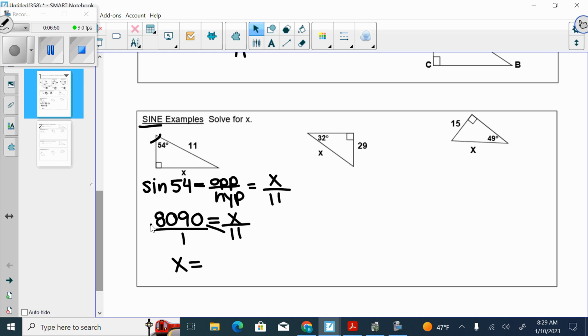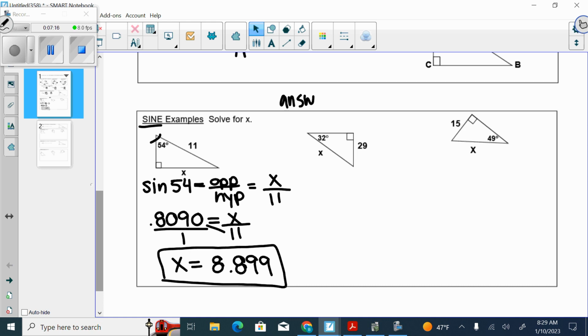0.8090. Approximately, what's that going to give us? 8 point what? Good. 8.899 would be the approximate length of that side that is labeled x. Okay, let's just go ahead and say that for all of our answers, we're going to go 3 decimals. You can write that above if you'd like.